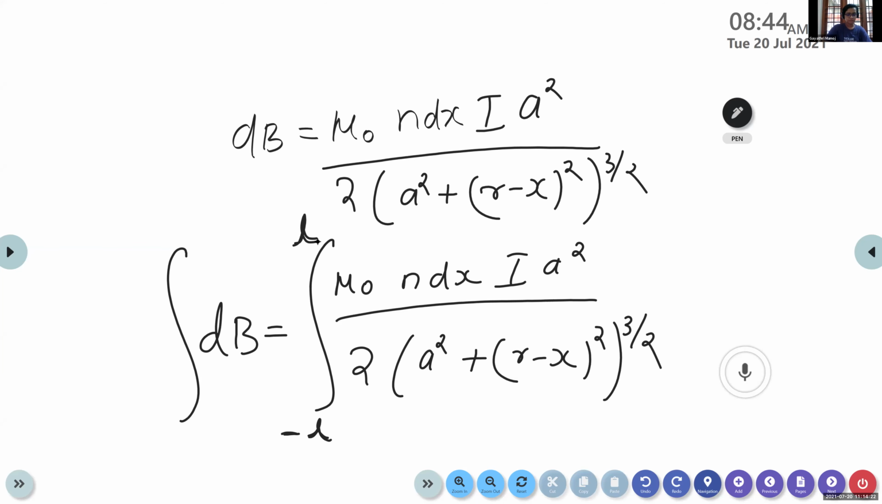Okay. So here the integration varies from minus L to plus L of mu 0 n dx I a square divided by 2 into (a square plus (r minus x) the whole square) to the power 3 by 2. Here mu 0, n, I, a square, 2, all these terms are constant, so we can take them outside.